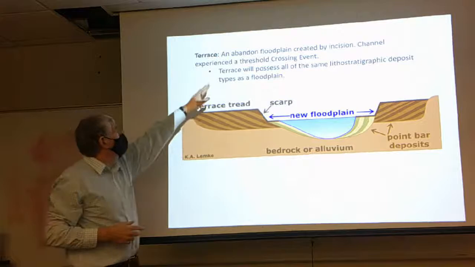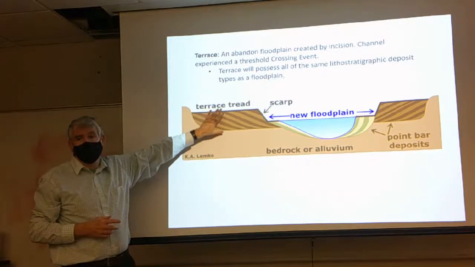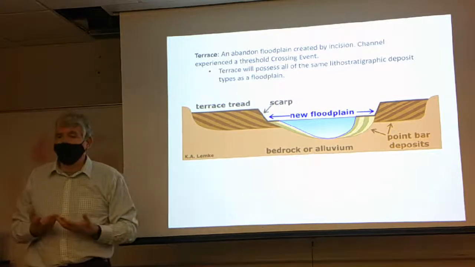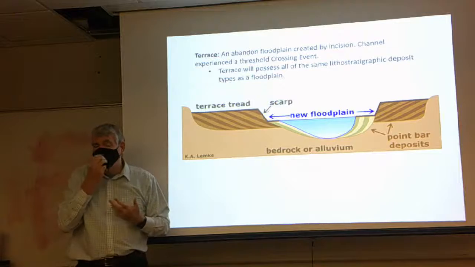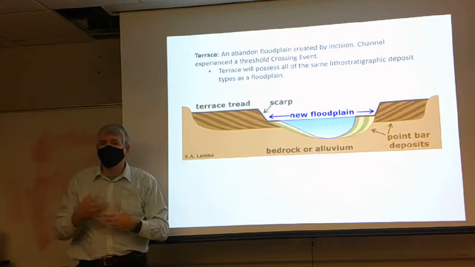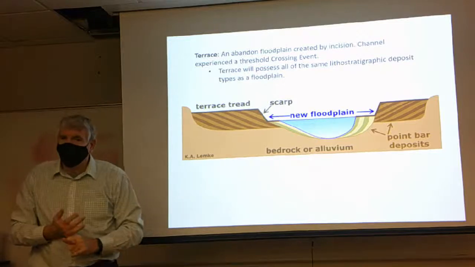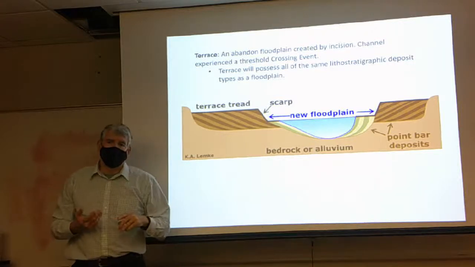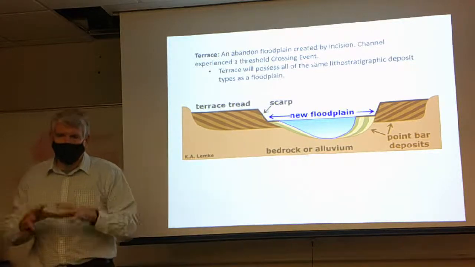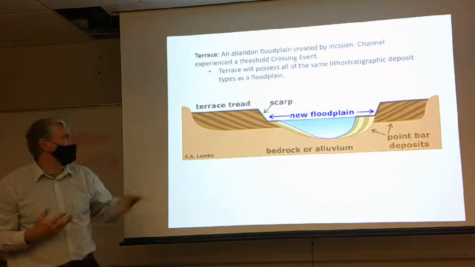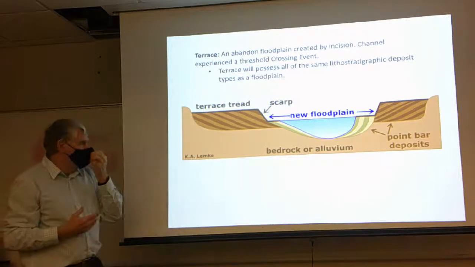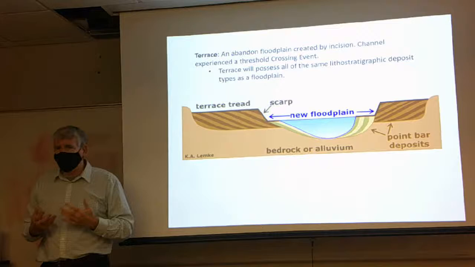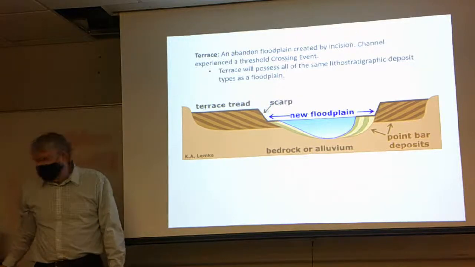All right, now because a terrace is essentially an abandoned floodplain, it is going to contain or potentially contain all of the types of lithostratigraphic units or depositional deposits that we find in a floodplain. So all of those things we talked about, the lateral accretion deposits, vertical accretion deposits, potentially splay deposits, levees, all of those features could be present within a terrace as well. But we're going to describe a few other things about a terrace, which is somewhat unique to them and doesn't occur with floodplains.